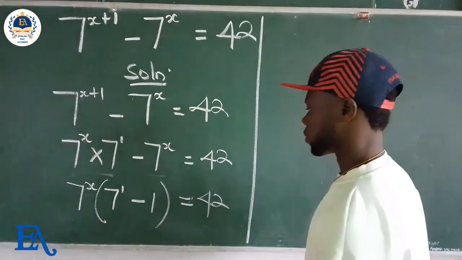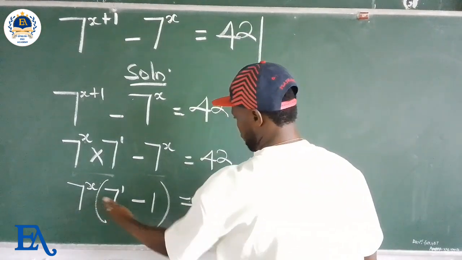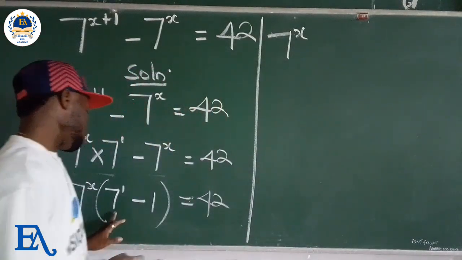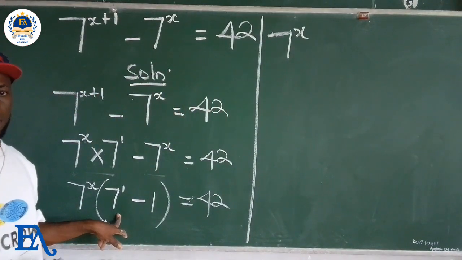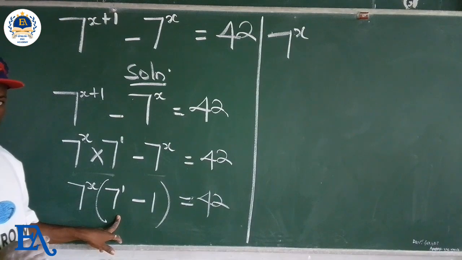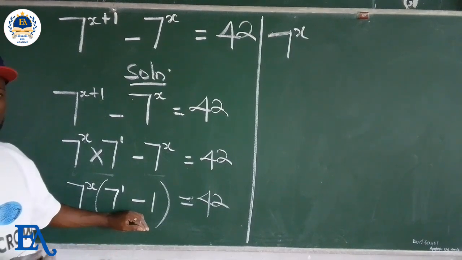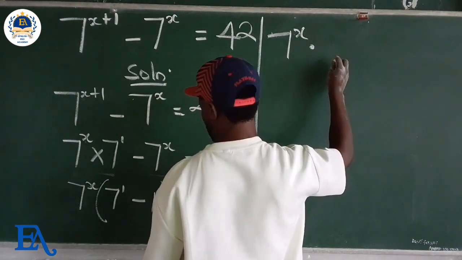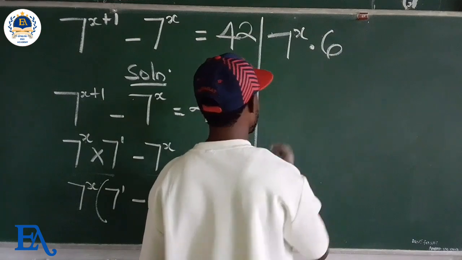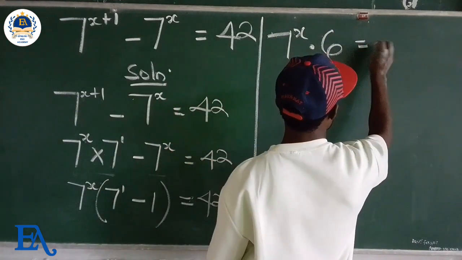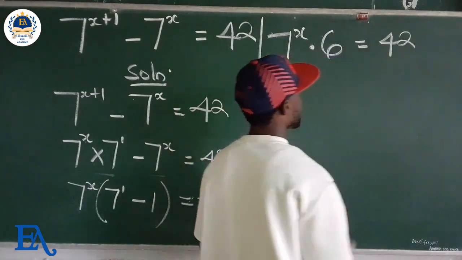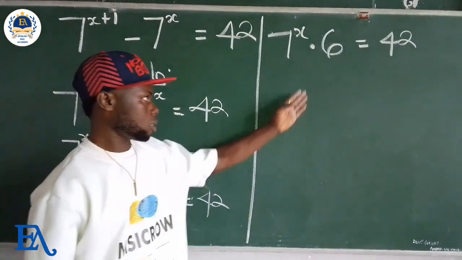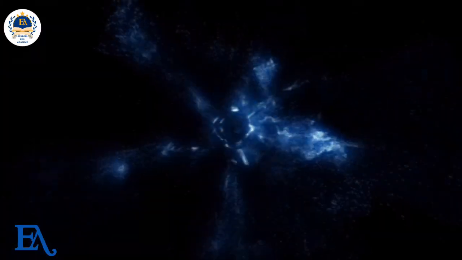This is, we have 7 raised to the power of 1, and 7 raised to the power of 1 gives 7, and 7 minus 1 is 6. So we have 7 dot 6, or 7 times 6. 7 times 6 is equal to 42. We use this dot to represent a multiplication sign.